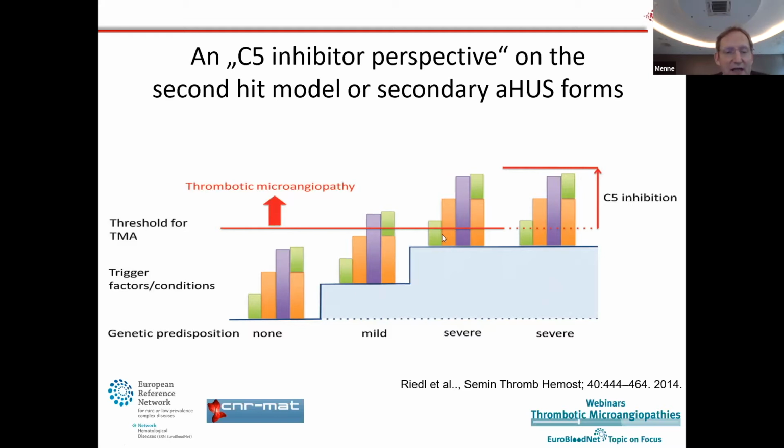It can be an infection like COVID is nowadays discussed, or other things, or a tumor or chemotherapy, or something else that's obvious. Sometimes you will not even be able to identify. And then you will come over a certain threshold. And of course, this threshold is different from patient to patient. The idea is that if you give complement inhibition with eculizumab or C5 inhibition, that you elevate this threshold so far that even if they have a very severe trigger and a severe genetic mutation, they will be unable to reach this level where they get enough complement activation to get the disease.